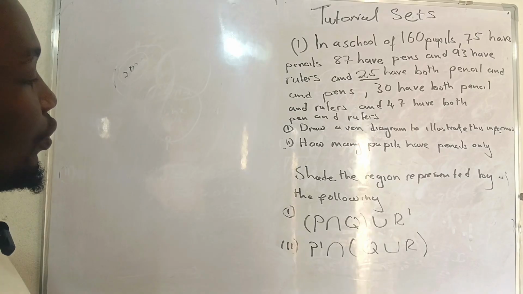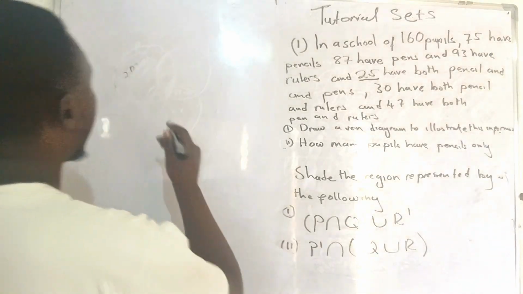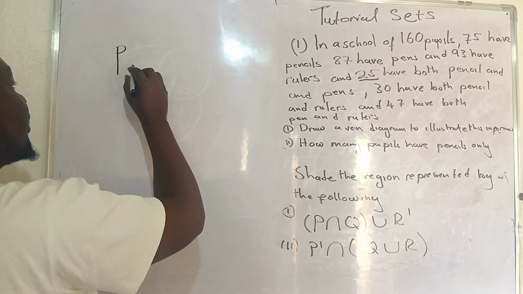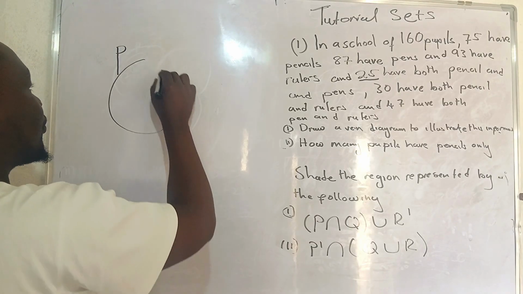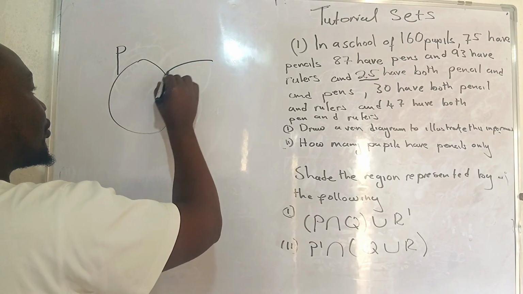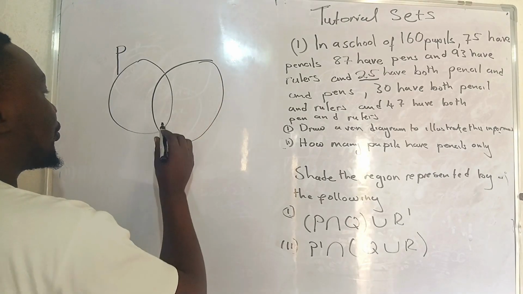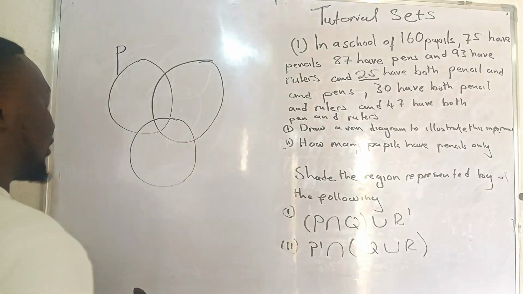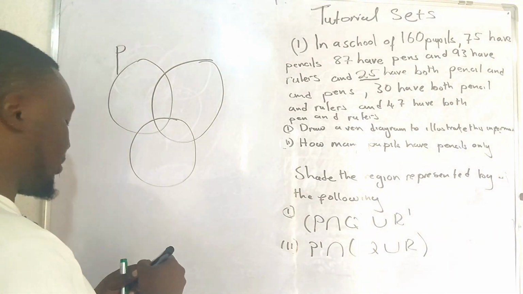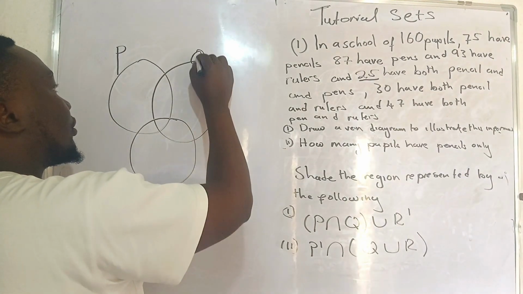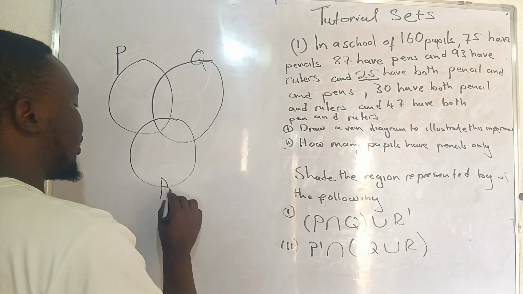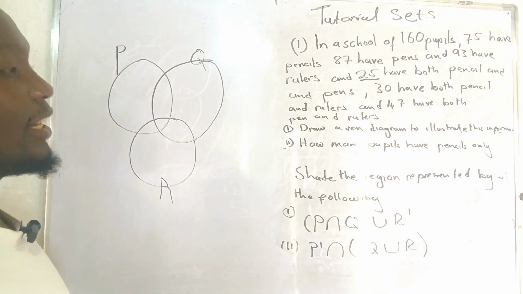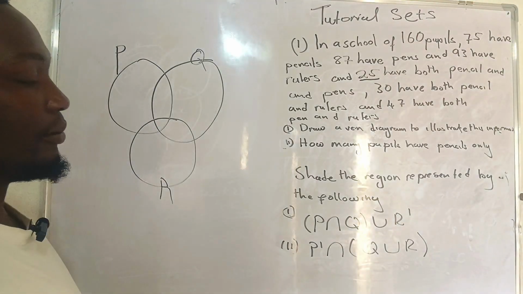So you have a set PQR. You draw it diagrammatically. You draw the P, and you draw the Q, and you draw the R. So you label them P, Q, then R. So you are told to shade the region represented by the following.